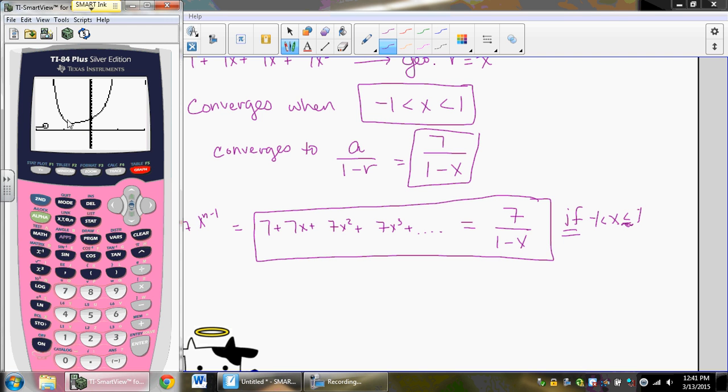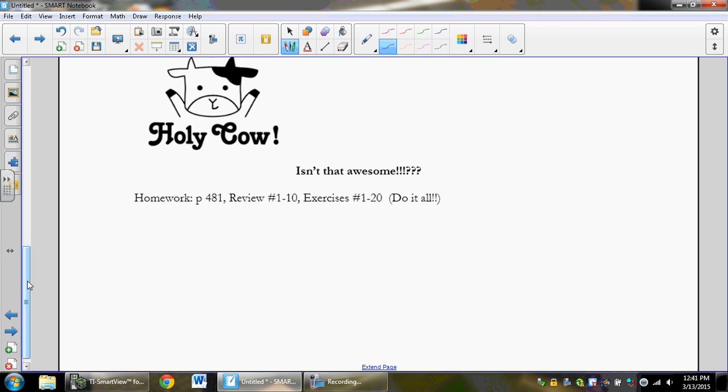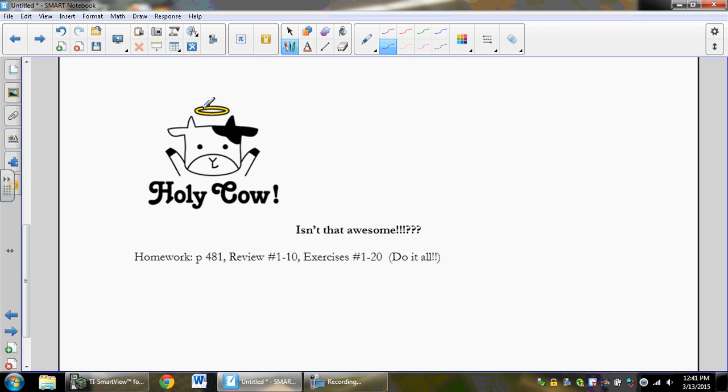Okay, so there's the polynomial. Here comes the rational expression. Oh my goodness. Between negative one and one, they look the same. Now, outside that window, they're not the same, but they're not supposed to be. What happens is, through geometric series, you can model non-polynomial functions as polynomials. Holy cow, that's cool. Get it? Holy cow, it's a cow with a little halo. Holy cow, that's really, really cool.